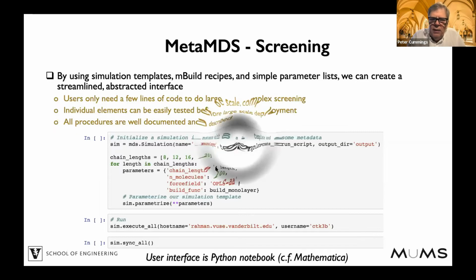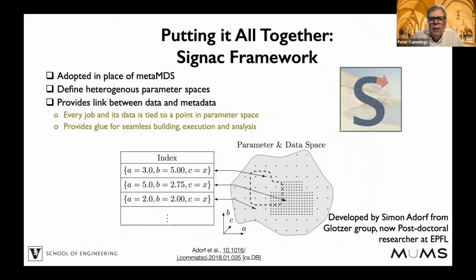But as I said, we decided that signac, the code that's developed in the Glotzer group, was much more powerful and worked on much bigger machines, and so we switched over to there, and it's the same concept. It's just a lot more sophisticated, and in particular, it's sophisticated in its data management tools.